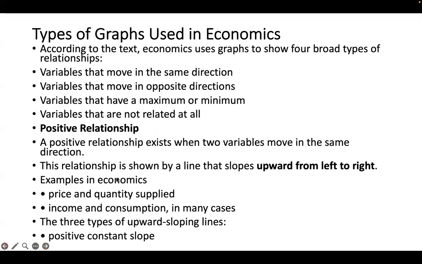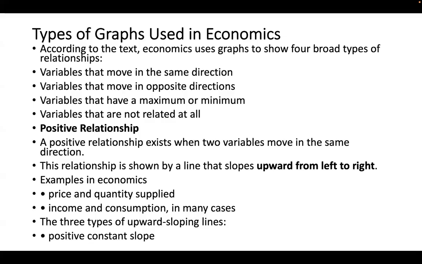I'm saying that we have types of graphs used in economics. When the factors are moving in the same direction, and also when we see variables that move in opposite direction, and also when we see variables or factors that have a maximum or minimum points. Then also variables that are not related. So in economics, we use this graph to determine these kind of directions. So the first direction is the positive relationship.